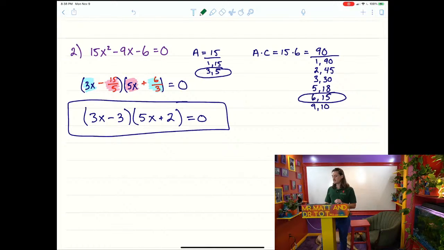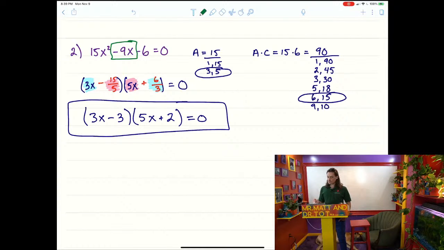The factors of 90, there's quite a set. 1 and 90, 2 and 45, 3 and 30, 5 and 18, 6 and 15, 9 and 10. Notice that 6 and 15 can be combined in such a manner that produces negative 9, namely a negative 15 plus a positive 6 will give you a negative 9.